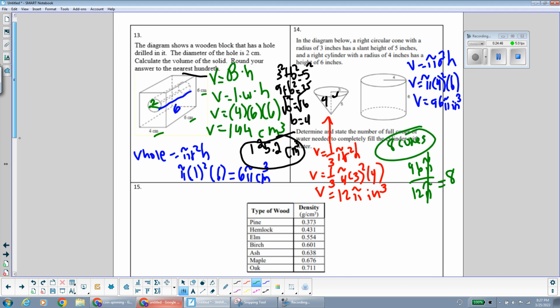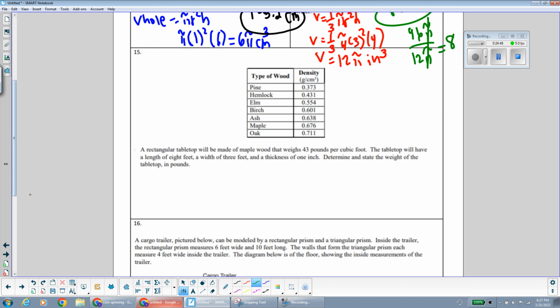Okay, moving along. A rectangular tabletop will be made out of maple wood that weighs 43 pounds per cubic foot. Notice that there's two units attached to this 43, the mass unit and the volume unit. So that tells me that this number is the density. We have a density question here, and that's clear from the chart also because there's a density column.